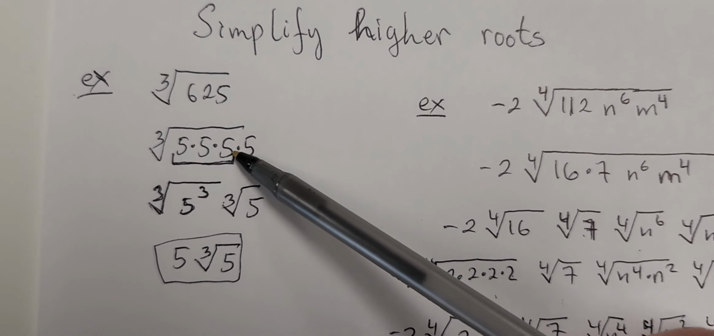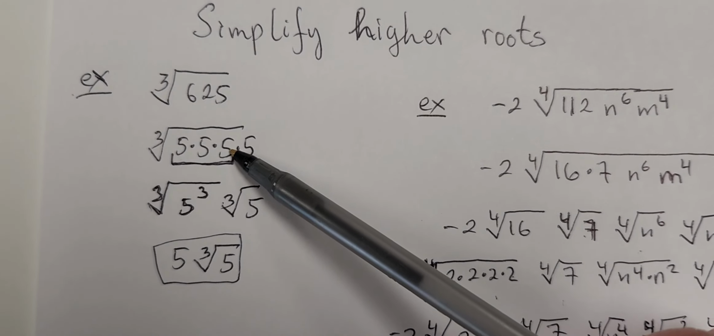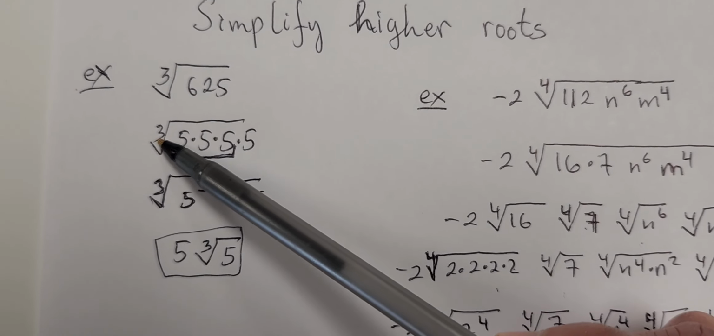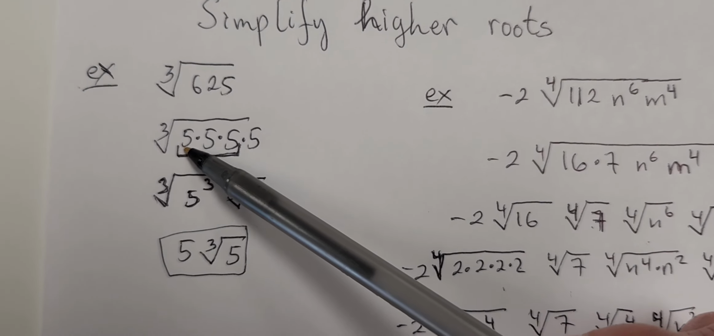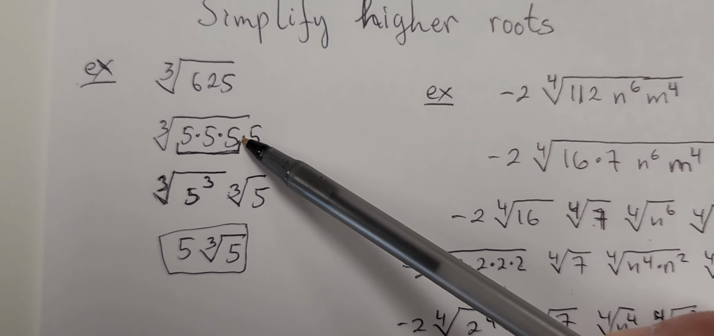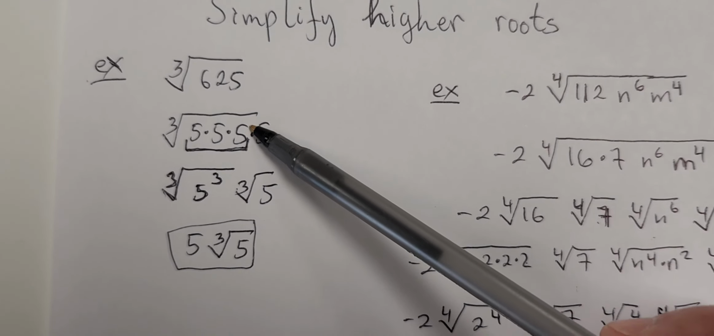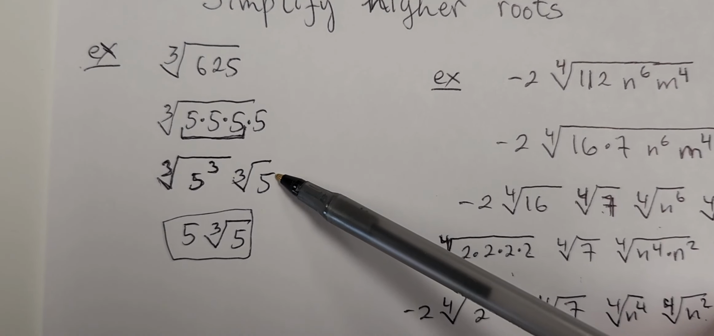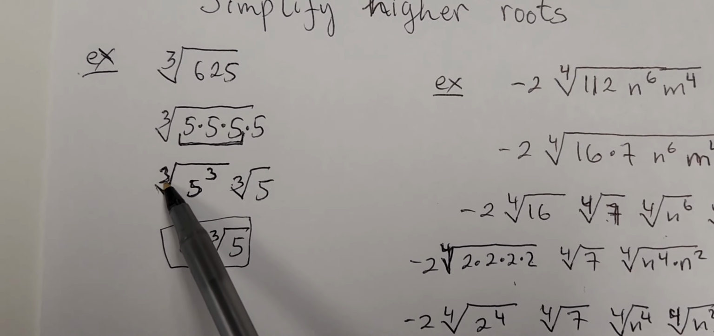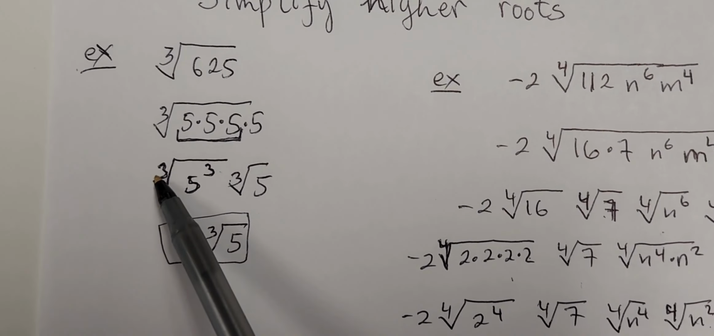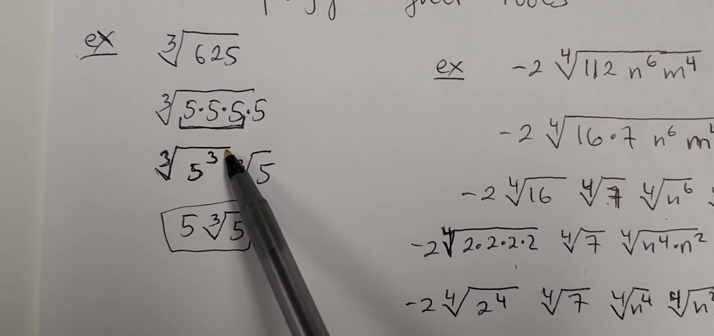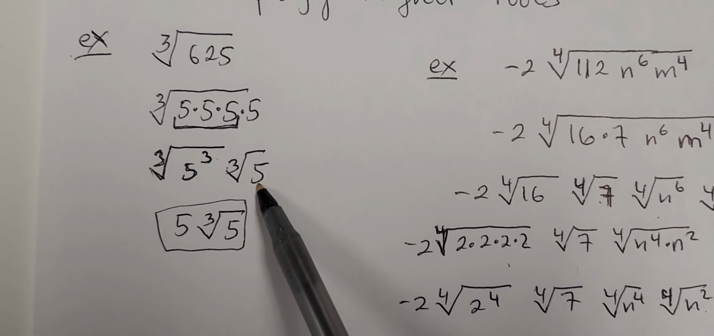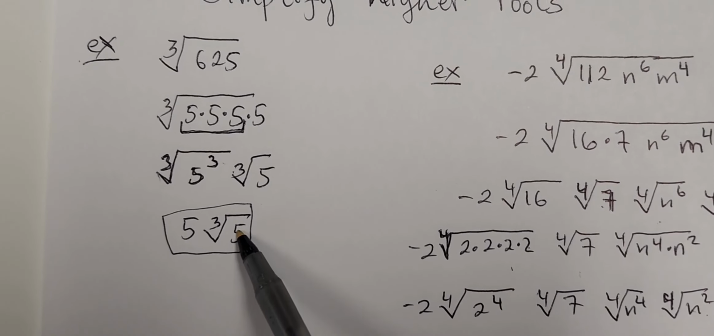Again, why am I making this into groups of 3? Because this number is my key. This key tells me I must have the same number repeated 3 times. So these three 5s go into their own group, and this last 5 goes by itself. As you can see, this 3 and this 3 are the same number, so they cancel out. All I have left is just a 5. And this cube root of 5, I cannot take, so I leave it alone.